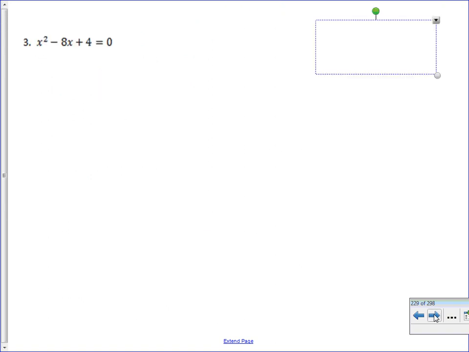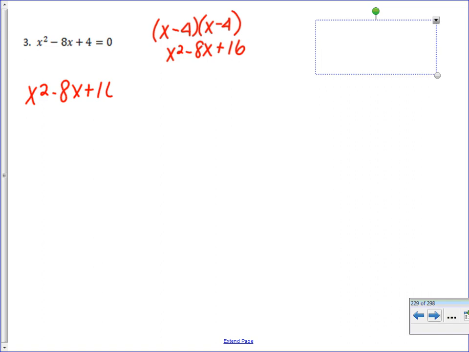So for question number 3, I have x squared minus 8x plus 4. Again, I want to complete my square. So I'm going to take that b term and divide it in half and think x minus 4 times x minus 4. So I'm going to get x squared minus 8x plus 16. So when I complete my square, I have to add a positive 16. I still have the positive 4, and I need to subtract 16.